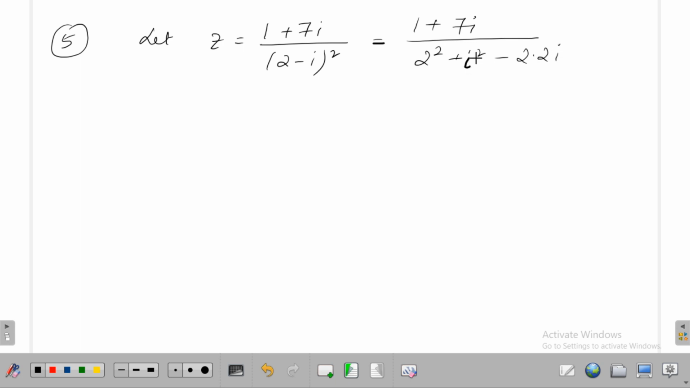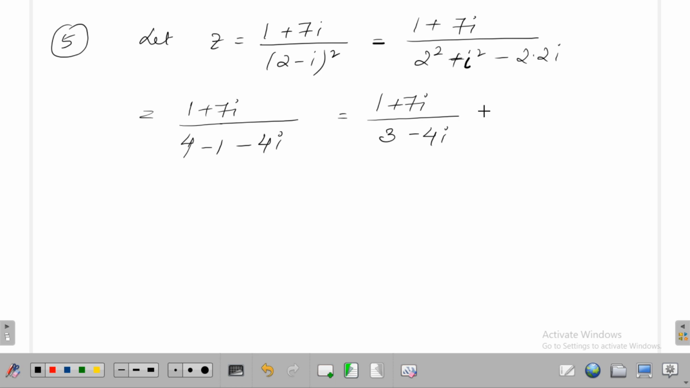That's your plus. Okay, so what can I do here is there will be 1 plus 7i, and then that will be 4, i squared, the value is minus 1, and then minus 4i. So that will be 1 plus 7i divided by 3 minus 4i. Again the same thing, I don't need i in the denominator, so I have to rationalize. So 3 plus 4i, again same thing, plus 3 plus 4i. Okay, so I got till here.